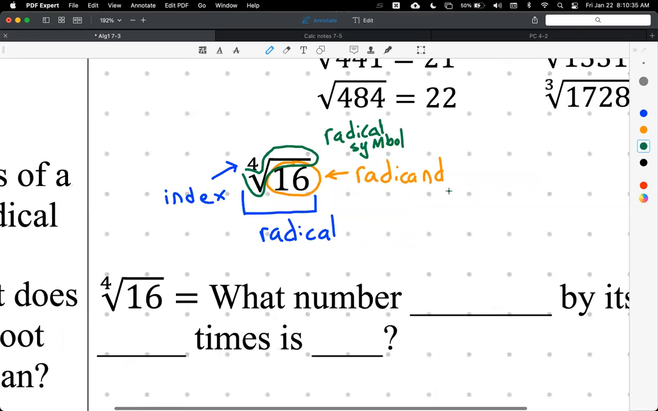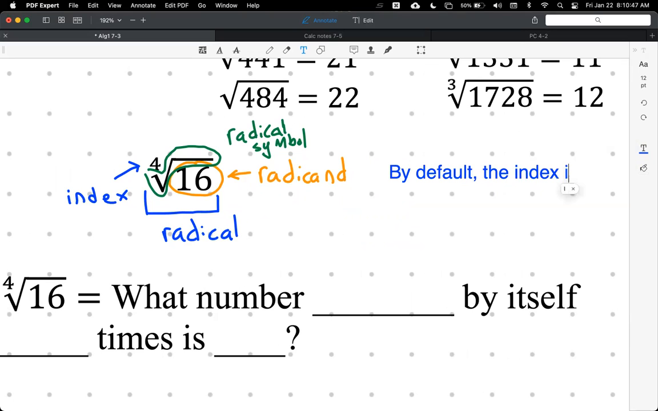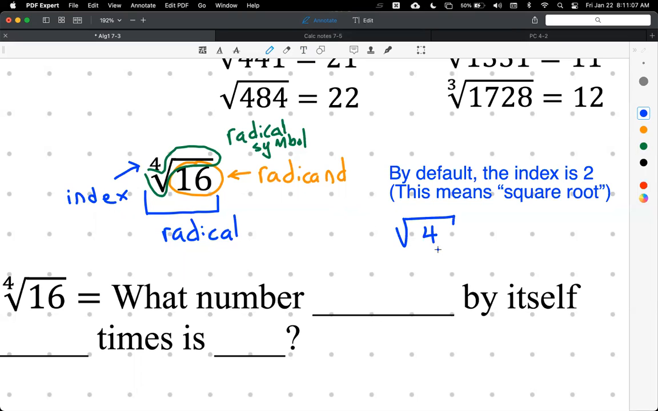All right, and I will write this down as well because it is important. I'm going to type it out. By default, the index is 2. And this means square root. So what do I mean by this? If you see something like square root of 4, it doesn't mean divide by 2. It's asking you what times itself twice. So what times what is equal to 4? X times X, and then the answer is 2.